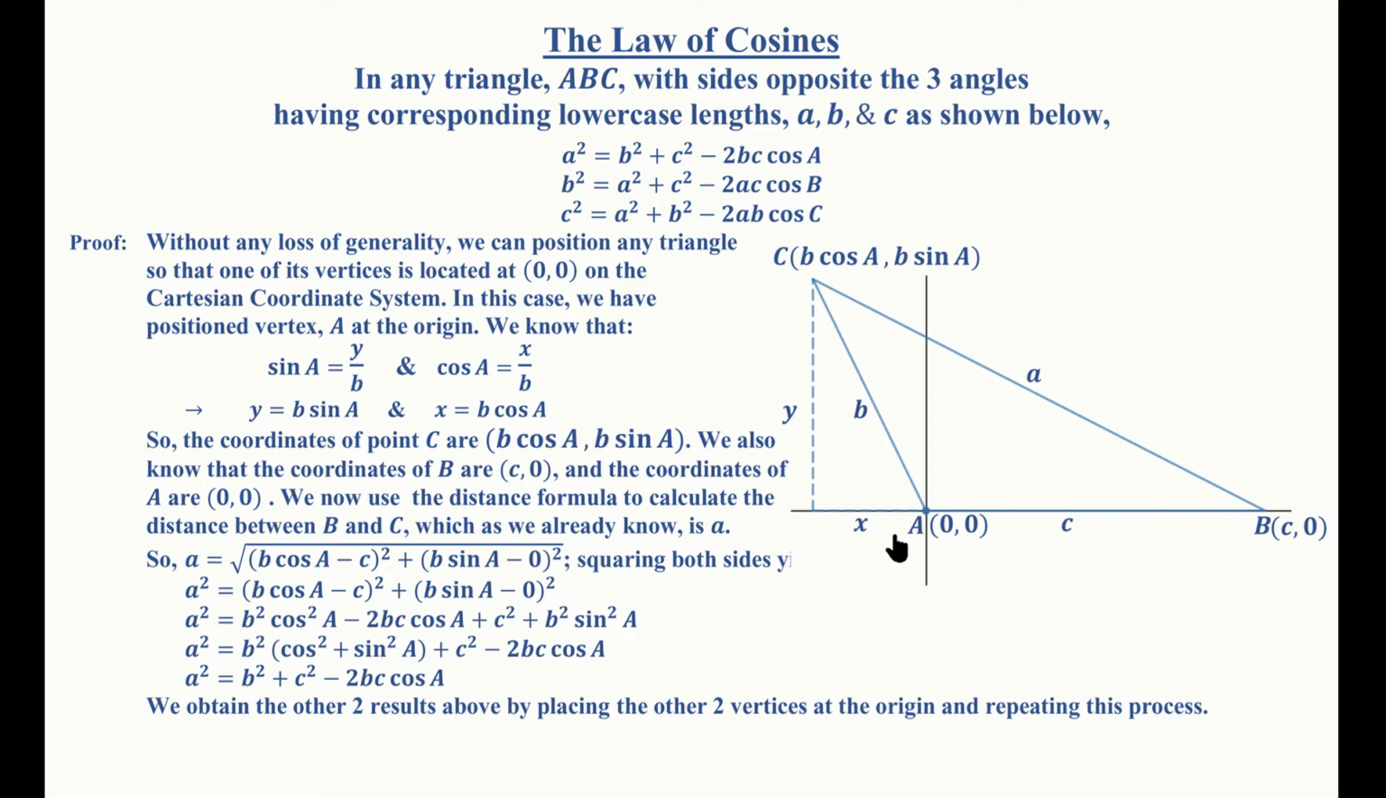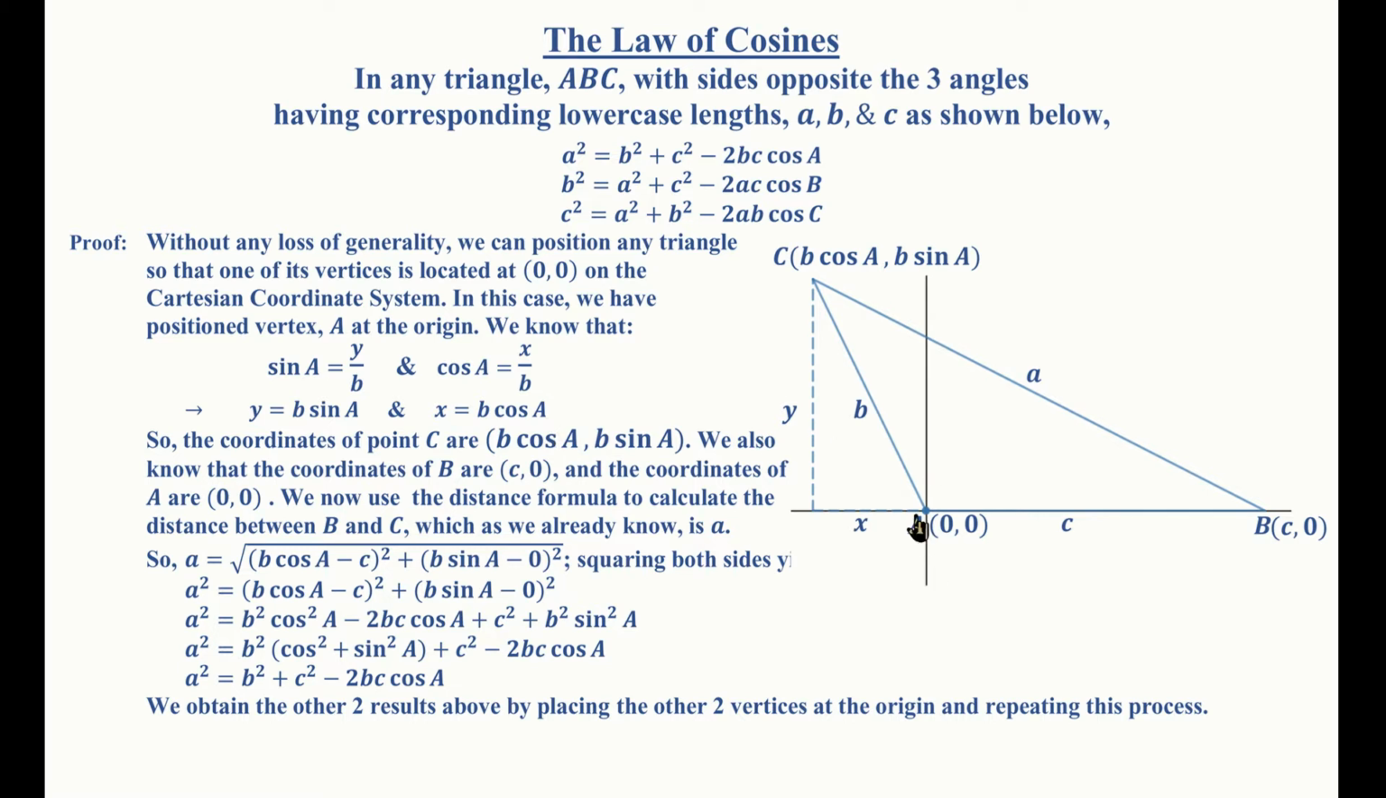So for sine of A, we get y over b, and for cosine of A, we get x over b. And so if we just solve this equation here for y, we get y equals b sine A, and solving this one for x gives us x equals b cosine A. So we have found the coordinates of this point here to be x comma y, so b cosine A comma b sine A.